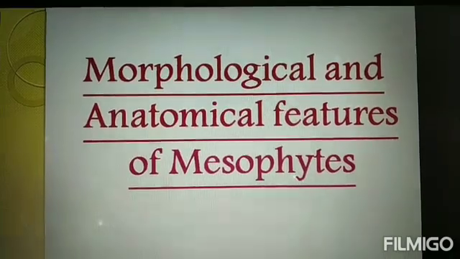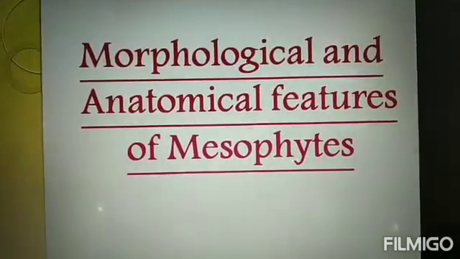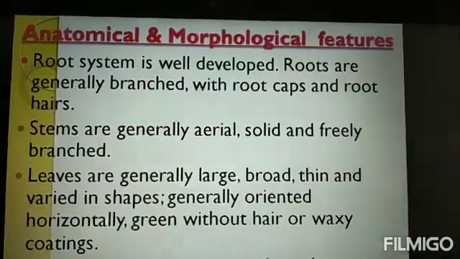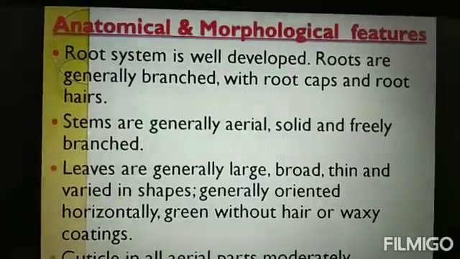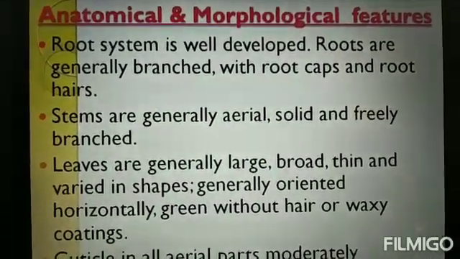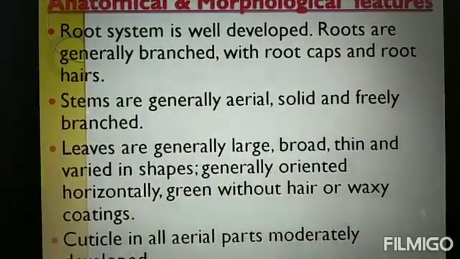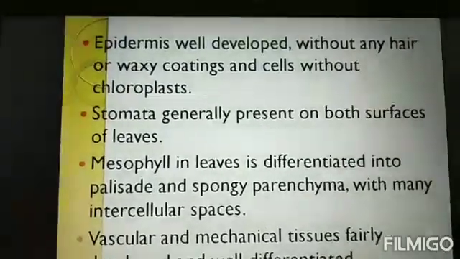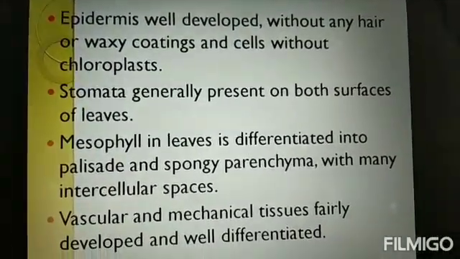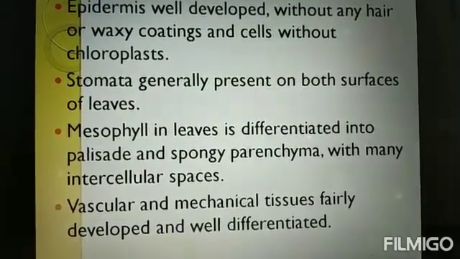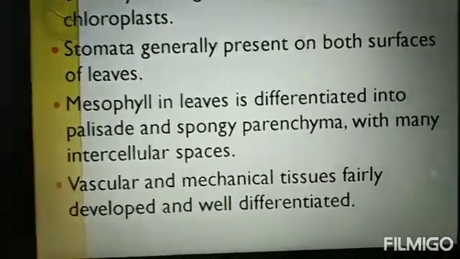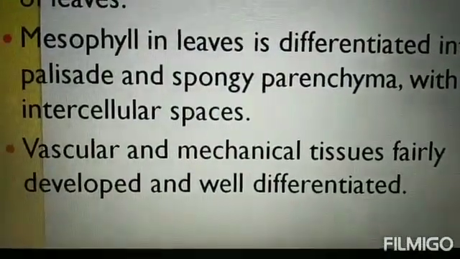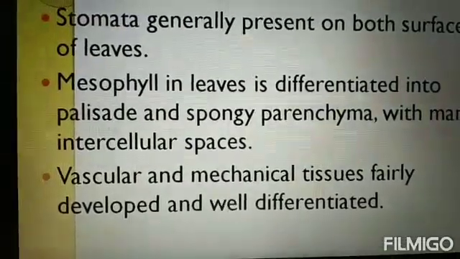In the previous section we discussed the adaptations of hydrophytes. Let us continue with the adaptations of mesophytes. Usually the mesophyte root is well developed, the stem is generally aerial and solid, and leaves are larger and broad with a cuticle. These are some general adaptations. The epidermis is well developed, stomata are generally present on both surfaces, the mesophyll is differentiated into palisade and spongy parenchyma, and there is a well developed vascular tissue system.